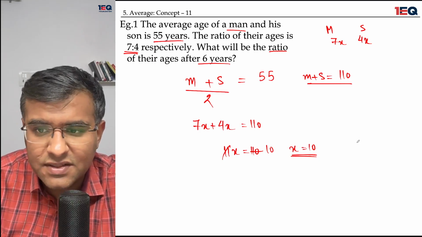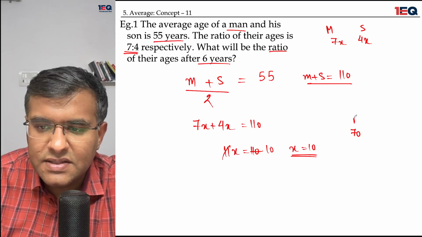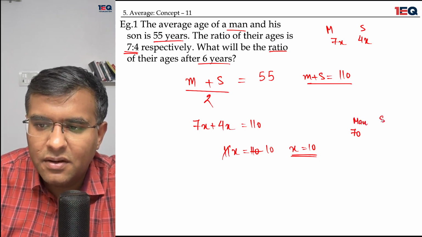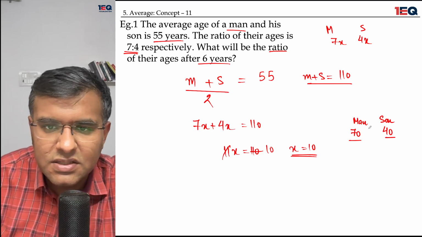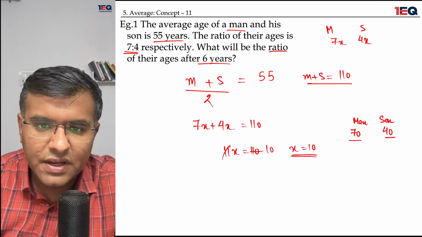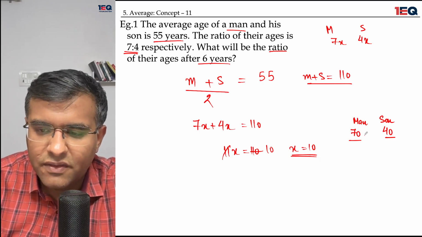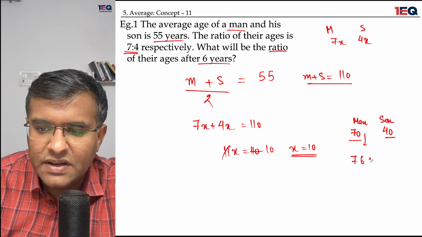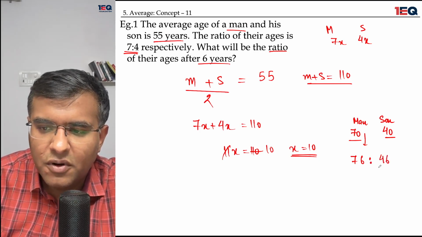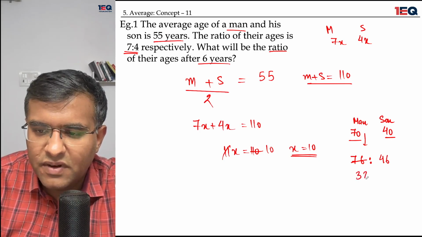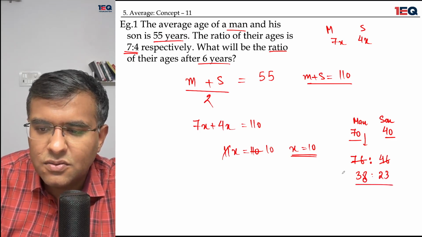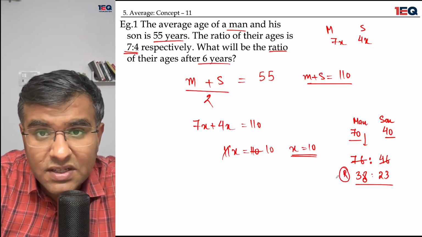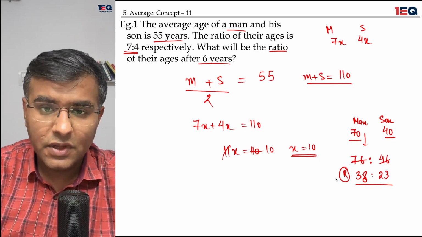If I have the value of x equal to 10, I can easily say that 70 is the age of the man, and for the son, 40 is his age. What would be the ratio of their ages after 6 years? After 6 years, he'd be 76 years old, and the son would be 46 years old. This would give me the value as 38, and this would give me the value as 23. So 38 is to 23 would be my ratio after 6 years. I hope I'm good.